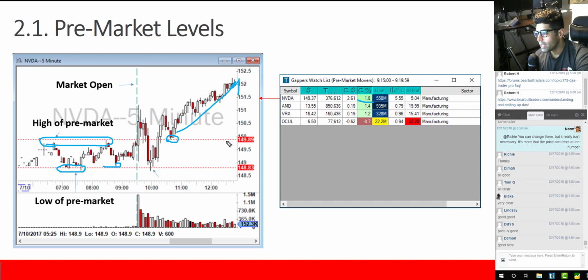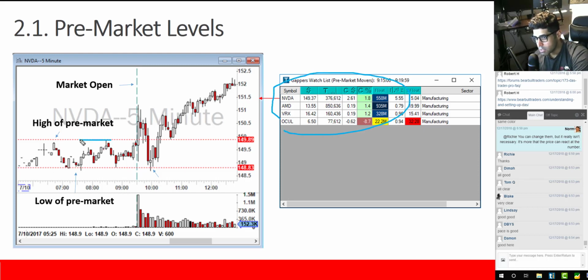Do you see? Where did we get that 149.89 and 148.83? Give or take, these are the high and low of the pre-market. So having a very clear high and low of the pre-market is really, really important. Every time you look at the Gappers watch list, if you like the price action in the pre-market, always make sure to have roughly, not always accurate, the high and low of the pre-market. It's really important.